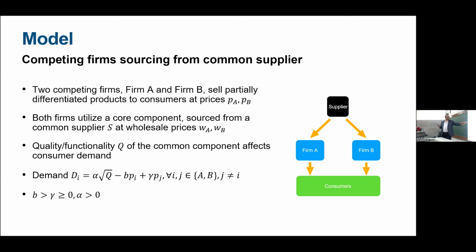So if gamma increases, the products become closer together, so they become much more competitive. And I'll talk about what happens when the firms become more competitive. Yes, it will come in a bit.